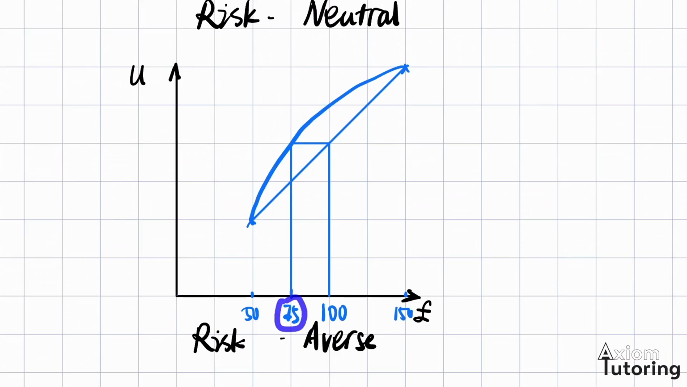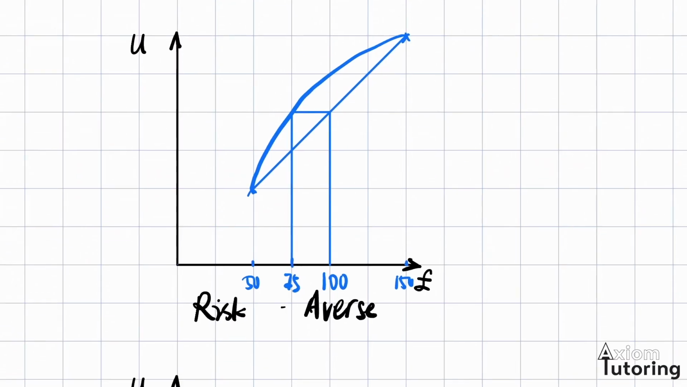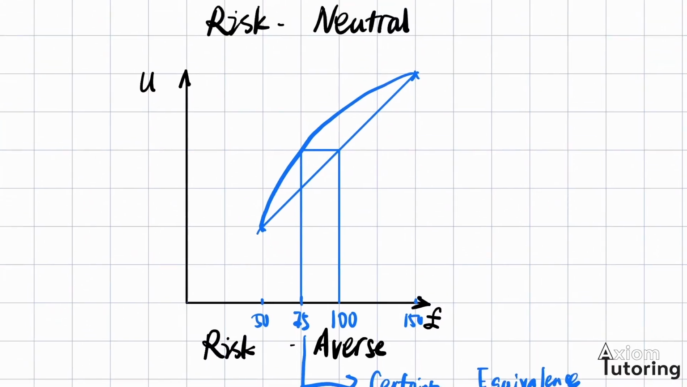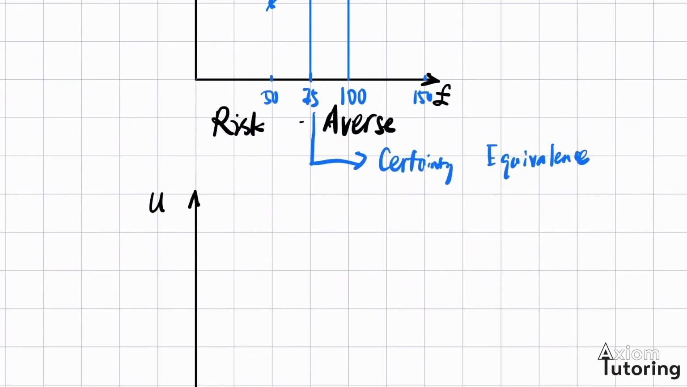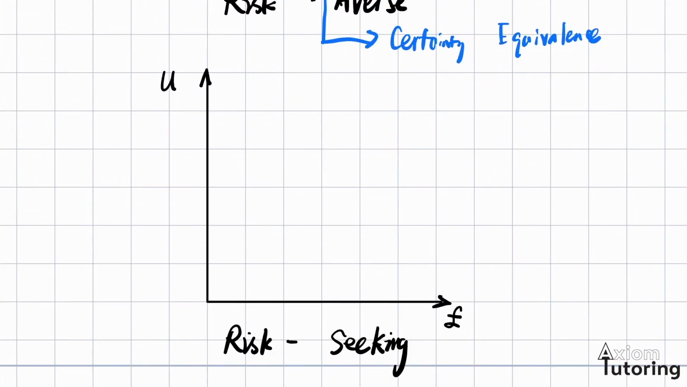And this specific number over here is called the certainty equivalence. So a risk averse individual is going to gladly accept £75 in this case for certain, rather than taking this gamble over here.